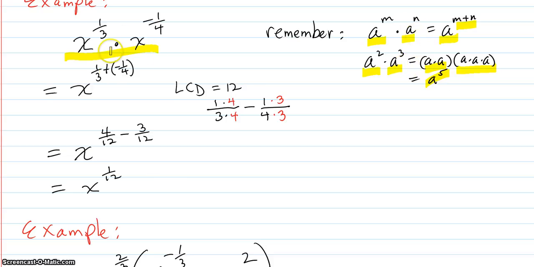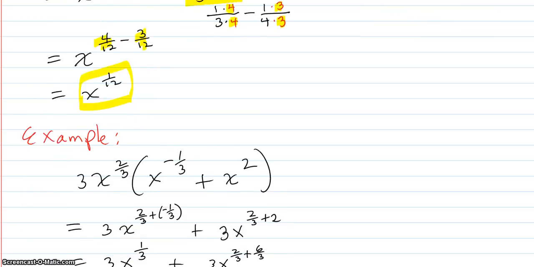So we're going to add these exponents: 1/3 plus negative 1/4. And then we're going to add some fractions. And so you've got to get the common denominator, which is 12. And let's build up this fraction by multiplying by 4, this one by 3. And so it turns into 12ths, 4/12 minus 3/12, and that's 1/12.